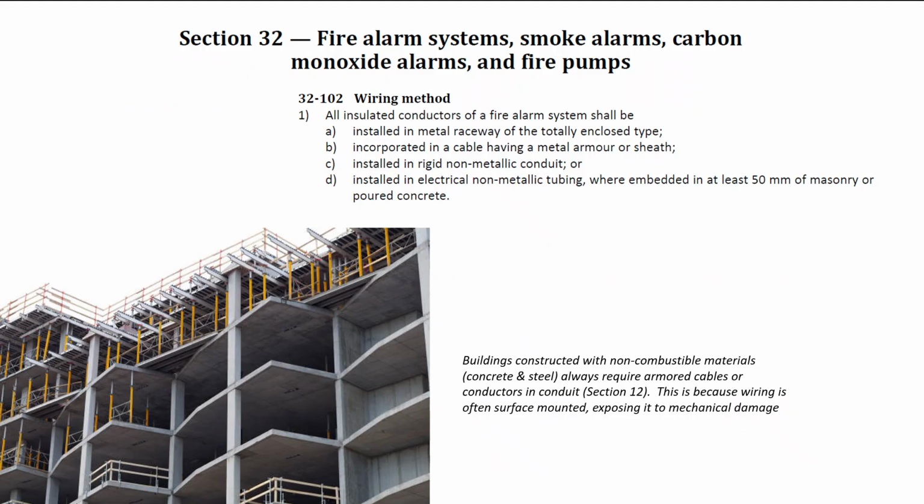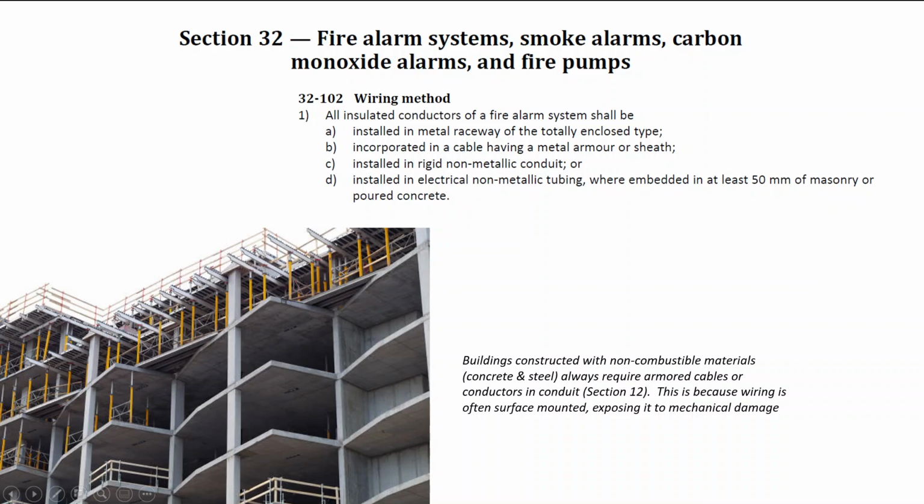If we go to 32102, it's the wiring methods for a fire alarm system. And in Subrule 1, it indicates all insulated conductors of a fire alarm system shall be installed in a metal raceway of the totally enclosed type, in a cable having a metal armor or sheath, in rigid non-metallic conduit, or EMT, where embedded in at least 50 millimeters of masonry or poured concrete. Electrical non-metallic tubing, not EMT, non-metallic tubing.